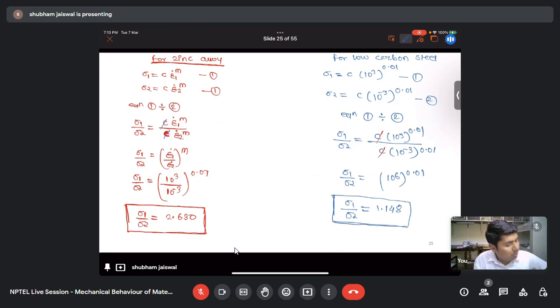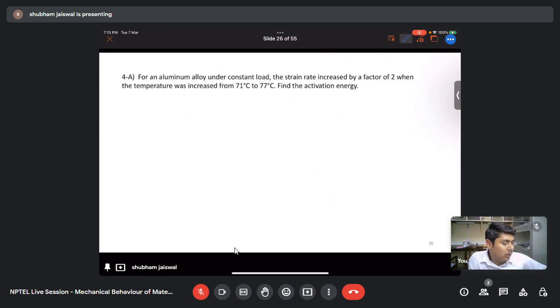Okay. Now moving towards the next question. What they are saying is that for an aluminum alloy under a constant load, the strain rate increased by a factor of 2 when the temperature was increased from 71 degrees Celsius to 77 degrees Celsius. Find the activation energy. So they are asking us to find the activation energy in this question. Please try to solve this question.